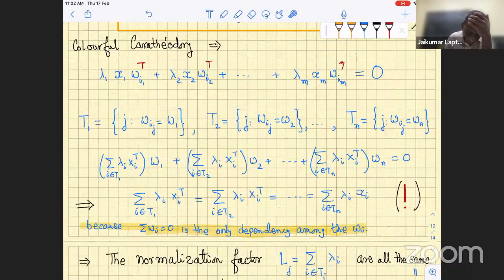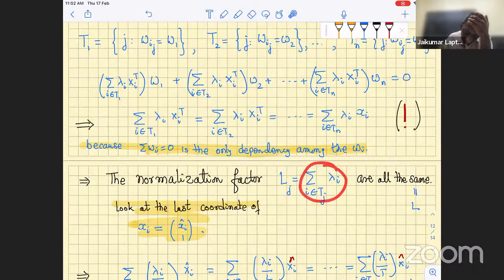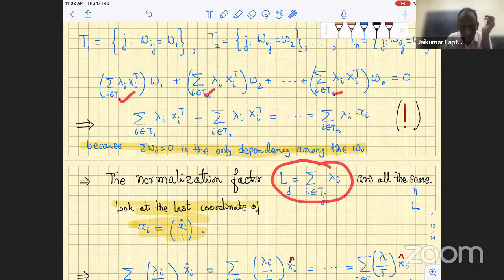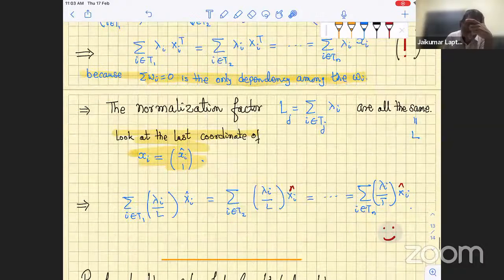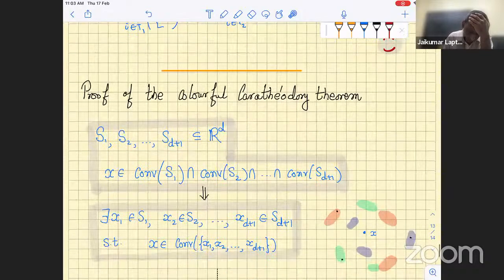Okay. So that means in particular, some of these lambdas are definitely positive. Yeah. So the corresponding sum where a positive lambda lands, that sum will have to be positive. But because by looking at the last coordinate, we conclude that all of them must be the same, all the normalization factors are positive. In particular, these sums cannot be empty sums. Okay. So all we need to prove is the colorful Carathéodory theorem.